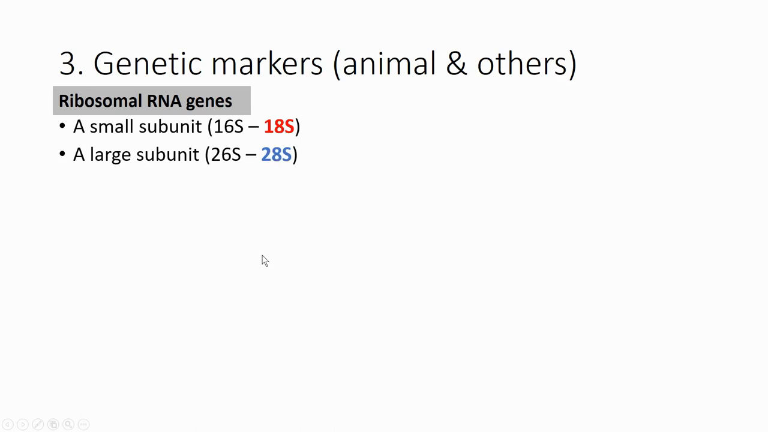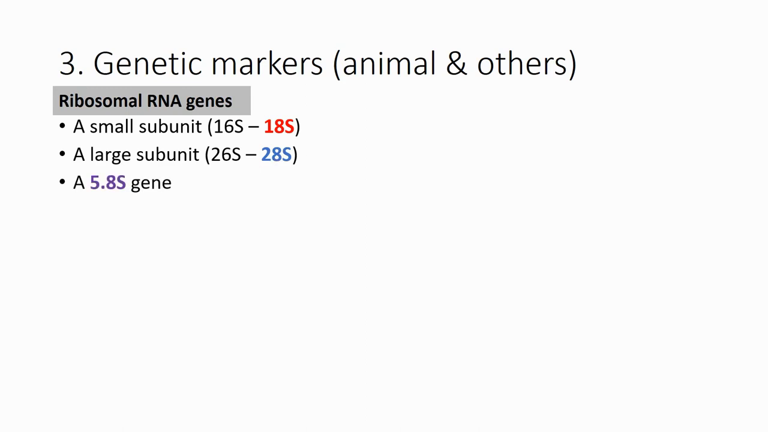I'm going to repeat that a little bit more later, to emphasize it. There's a small subunit and a large subunit. Usually the subunits are named by the 16S or 18S for the small subunit, and the large subunit is 26S or 28S. For prokaryote, it's 16S and 26S. For eukaryote, it's 18S and 28S.